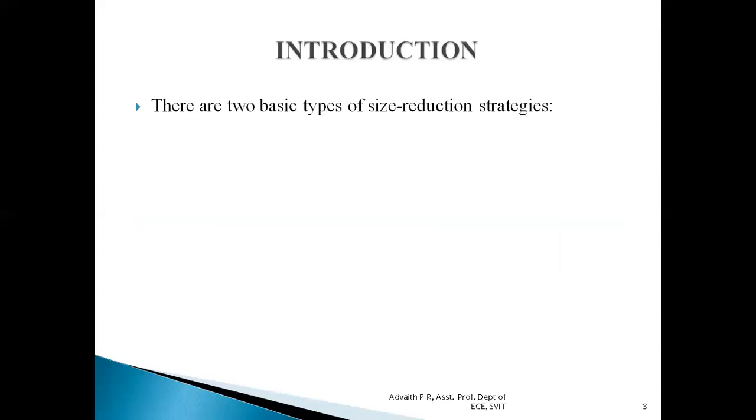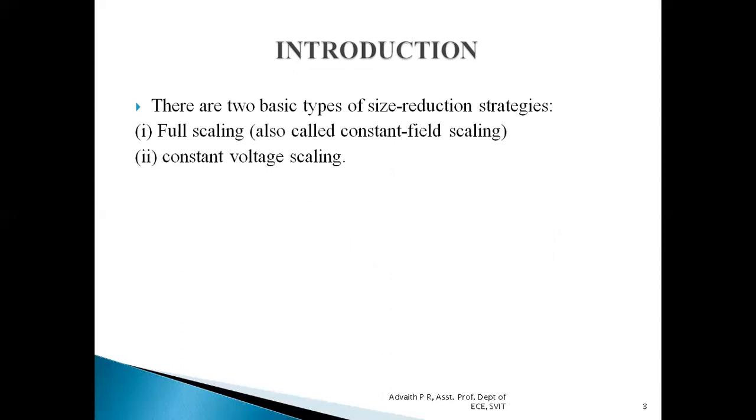There are two basic types of size reduction strategies which are normally followed. The first one is called full scaling, which is also known as constant field scaling. The second one is called constant voltage scaling.